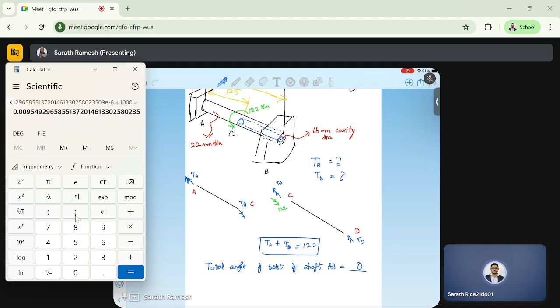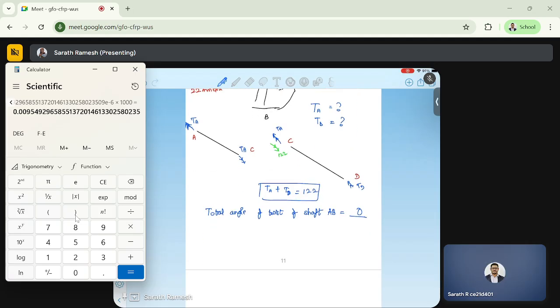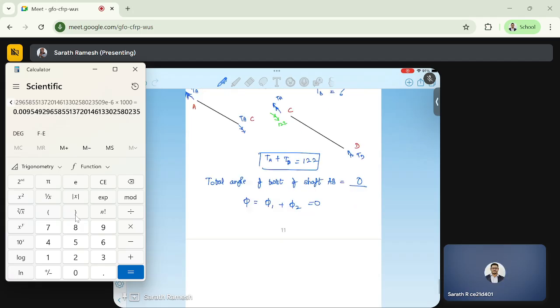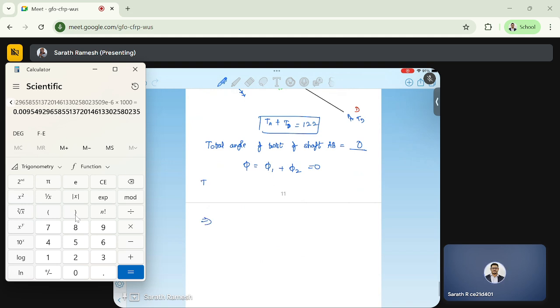One portion will be rotating in one direction, another will be rotating in the opposite direction. So the net rotation, the twist, will be 0. That's the compatibility. So phi 1 plus phi 2 will be 0. Let's substitute T by J equal to G phi by L, so phi will be TL by GJ. So TL by GJ of 1 plus TL by GJ of 2 will be 0.